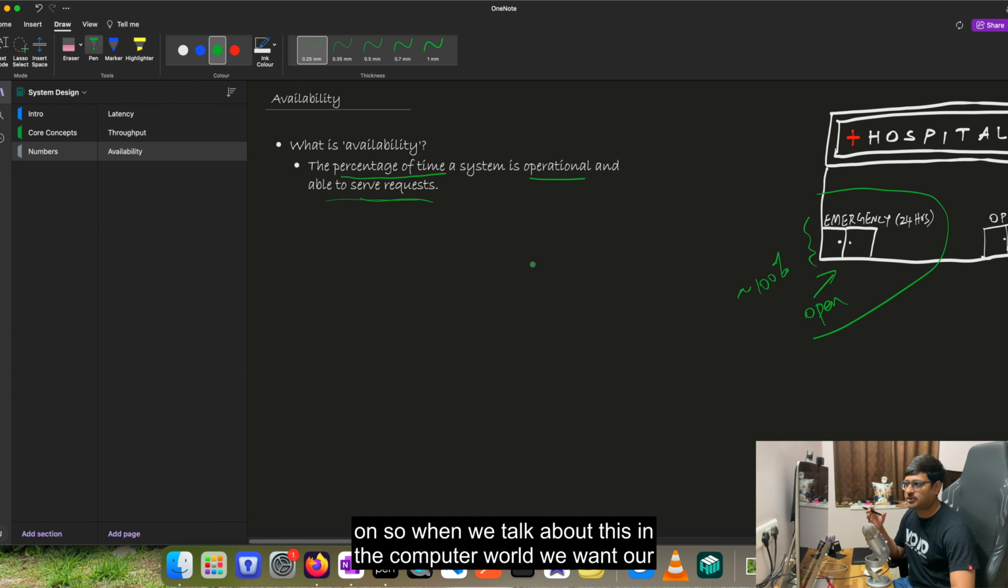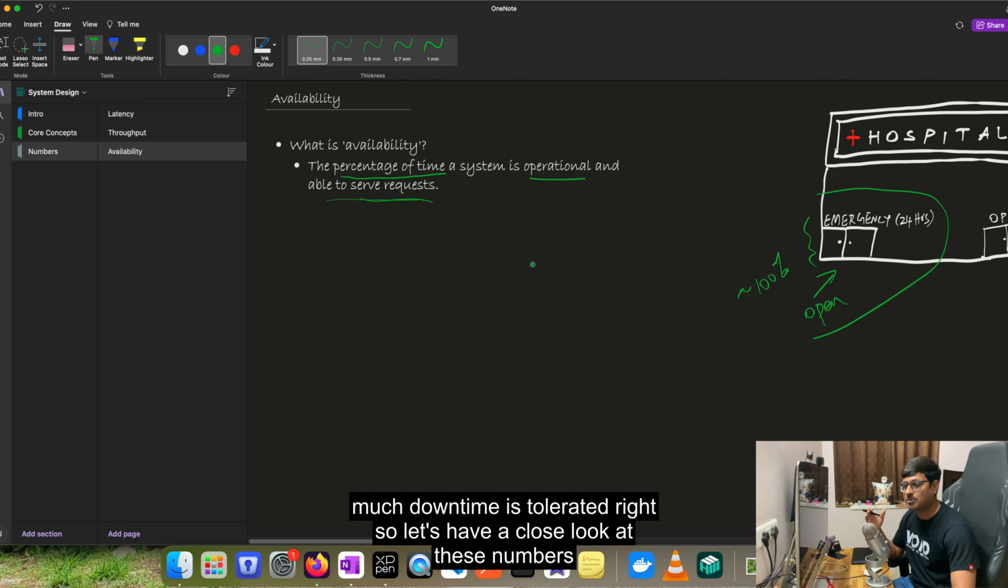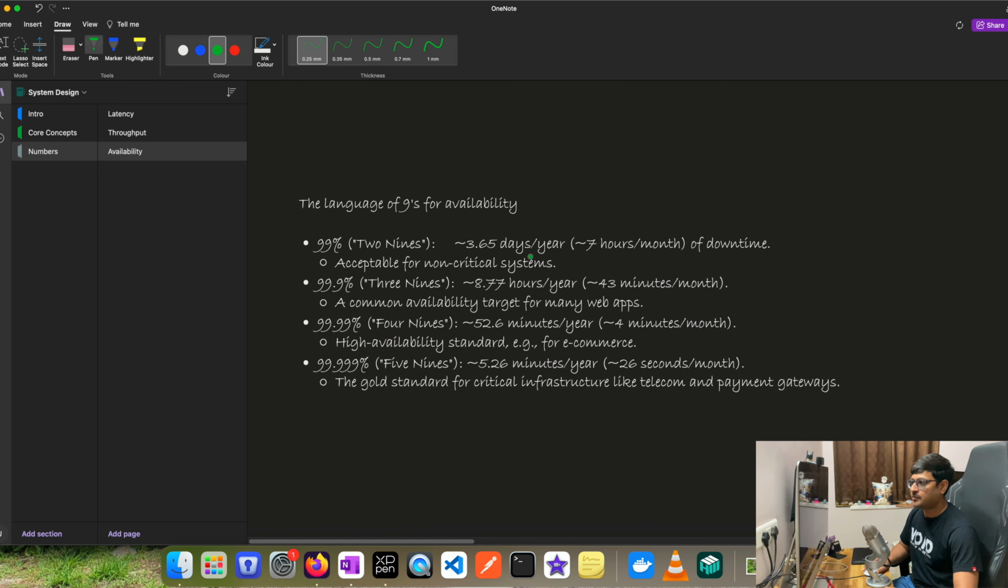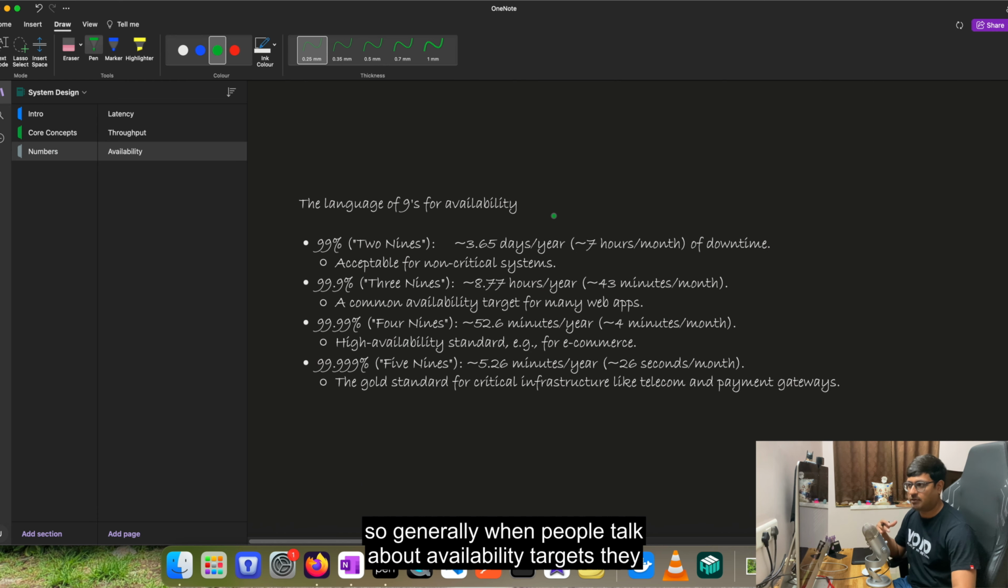So when we talk about this in the computer world, we want our servers to be up and running all the time, but keeping it up and running comes with a cost, right? So we need to understand the trade-off between how much uptime is required, or rather how much downtime is tolerated, right? So let's have a closer look at these numbers. Generally, when people talk about availability targets, they talk about 9's, right? This is the language of 9's, and this is what is commonly used in availability. So let's go through this.